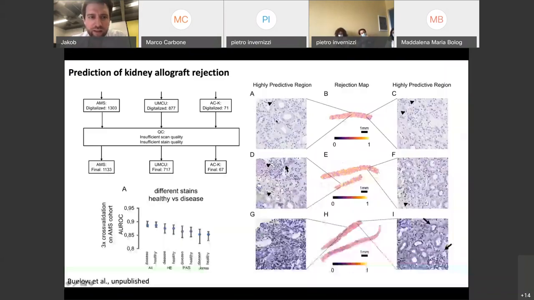And what we did was to collect from our own hospital but also from two hospitals in the Netherlands, from Amsterdam and Utrecht, in total a few thousand slides of kidney post-transplant biopsies that were diagnosed as either graft rejection or no rejection, and trained deep learning classifiers to predict that diagnosis. And actually this worked pretty well. And it was also possible to look at these biopsies and tell which regions in the biopsies are most predictive of the transplant rejection status.